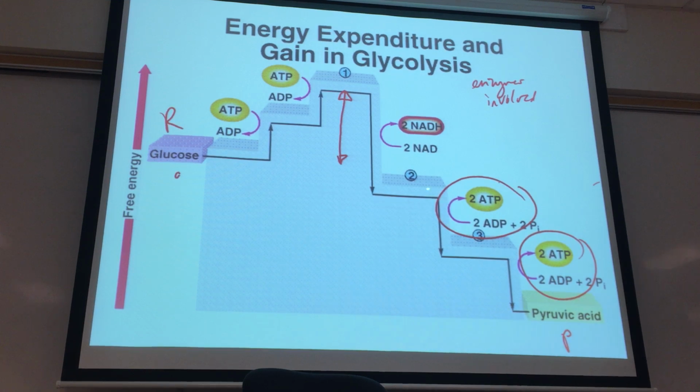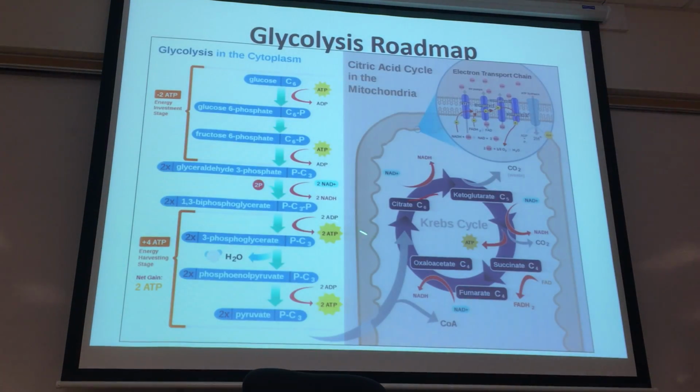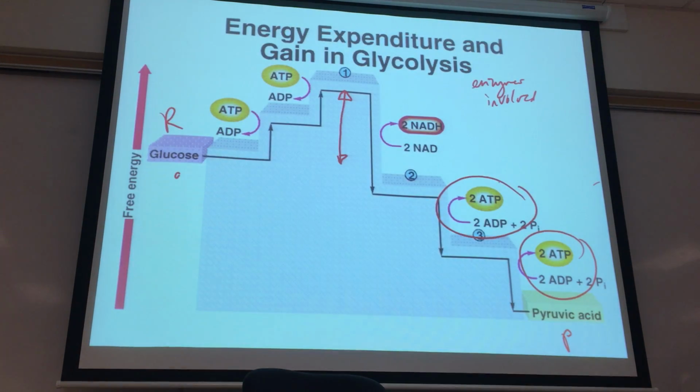As we go through these later on, you're going to be able to say that we get 2 ATP at this step and another 2 ATP at this step. And if you can see where that takes place, that takes place at these points, biphosphoglycerate to phosphoglycerate and phosphoenolpyruvate to pyruvate. So that's what we talked about.